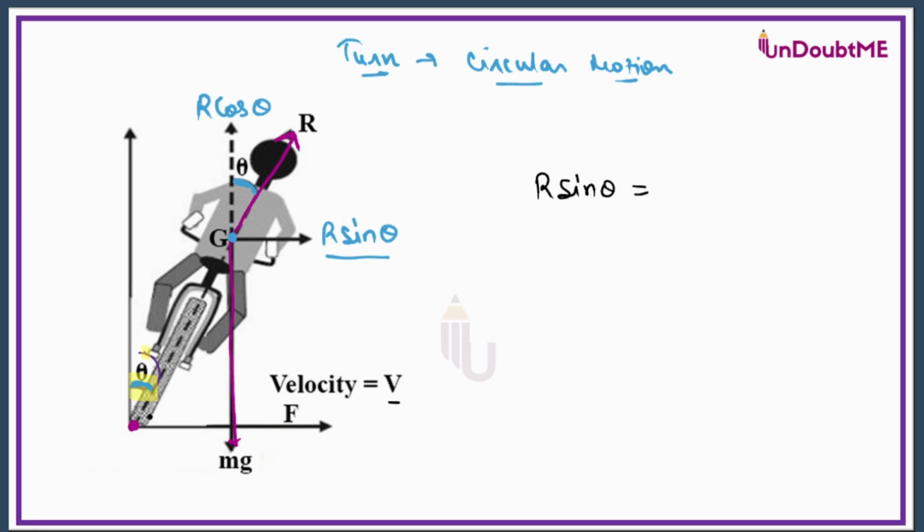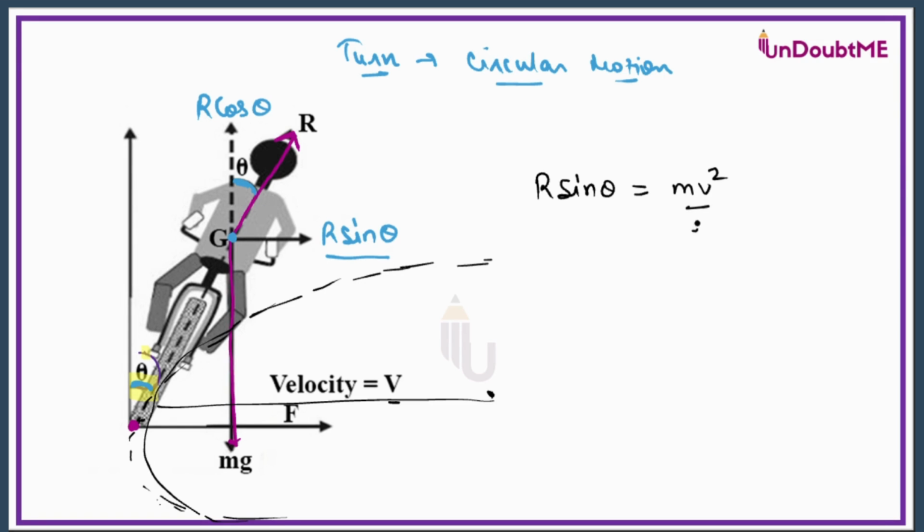We just have to imagine that the cyclist is taking a turn across a circular track, somewhat like this, whose center is somewhere over here, and there is a radius. So R sin theta will be equal to mv square over r. Small r is the radius of that circle; capital R is the reaction force. Don't get confused by that. Another, equal and opposite forces are considered vertically. R cos theta is equivalent to mg. I'll write that as well: R cos theta is equal to mg.